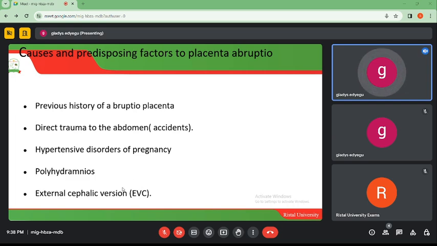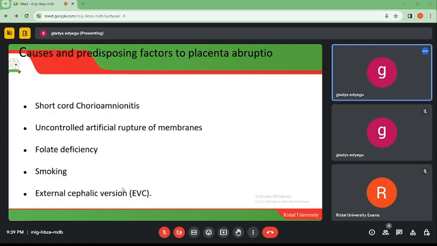External cephalic version is when the baby is being turned. In most cases, we used to see this with our traditional birth attendants. When the baby is a breech, they try to turn it to lie the normal way. When it is a transverse, they also try to make it turn to lie the normal way. But in that process of trying to turn this baby, they can easily detach the placenta and cause bleeding and separation. Then short cord and chorioamnionitis.